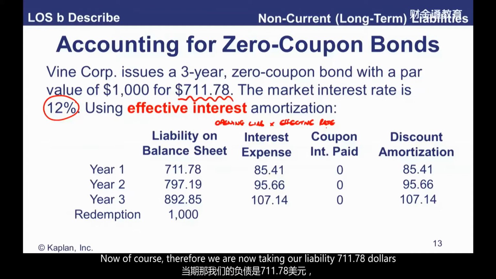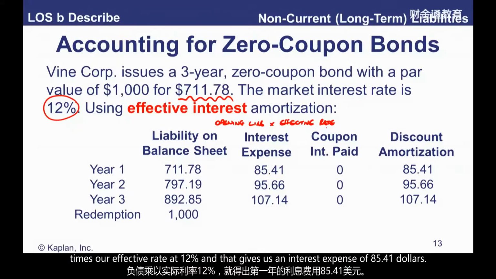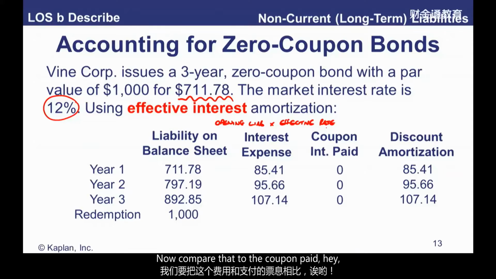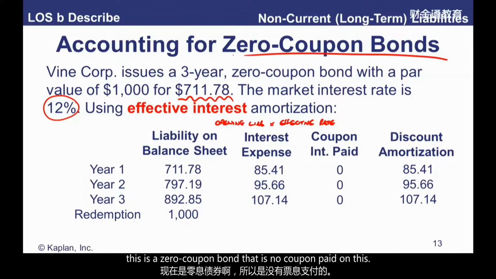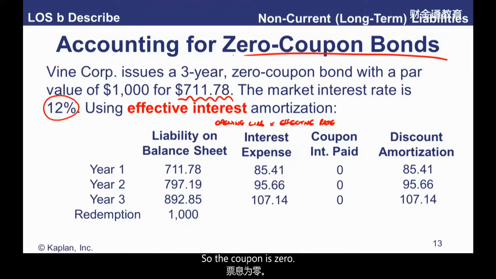Now, of course, therefore, we then take our liability, $711.78, times our effective rate of 12%, and that gives us an interest expense of $85.41. Now, compare that to the coupon paid. Well, hey, this is a zero coupon bond. There is no coupon paid on this. So the coupon is 0.